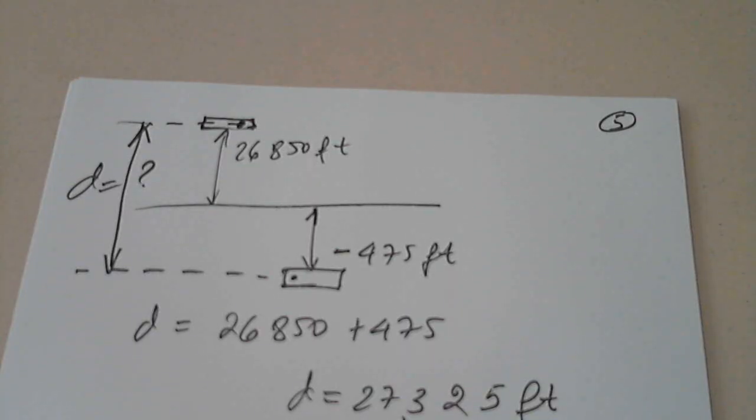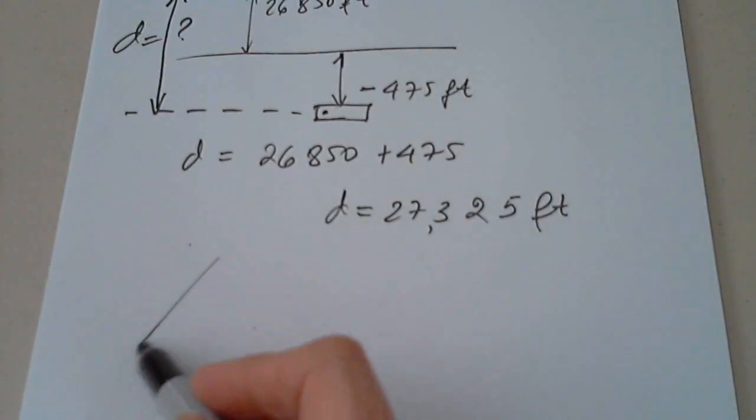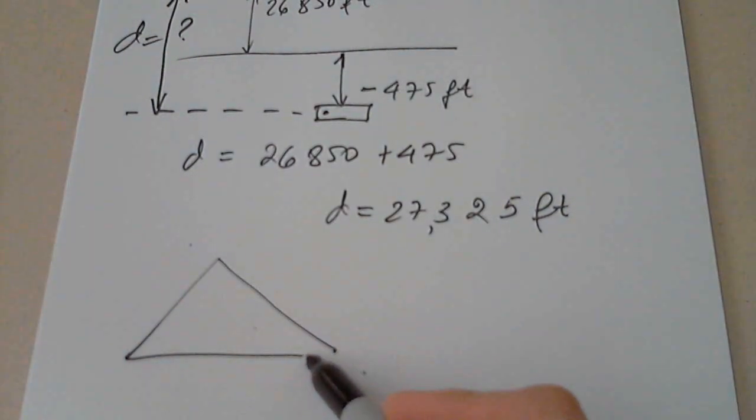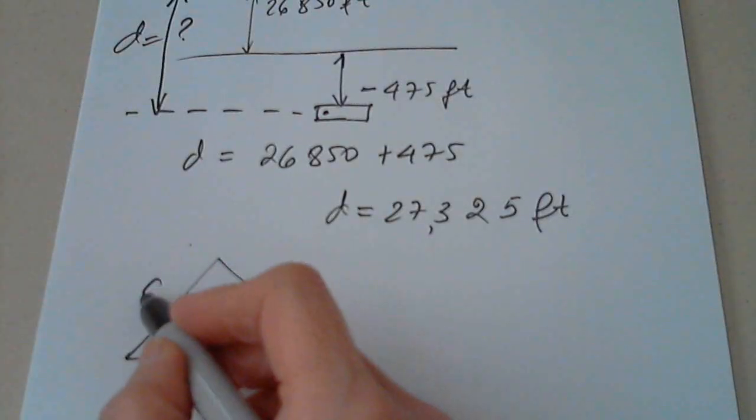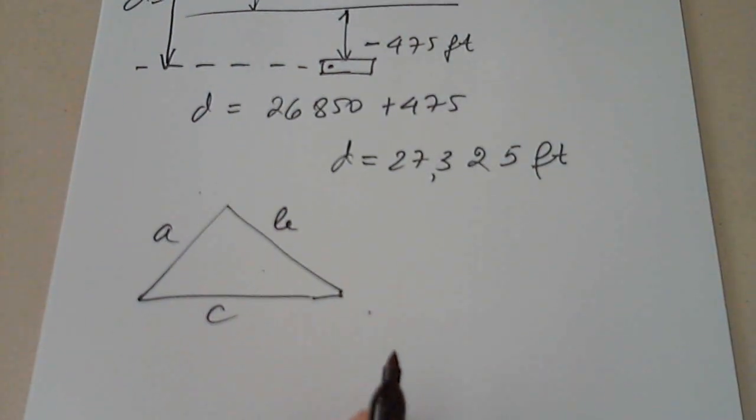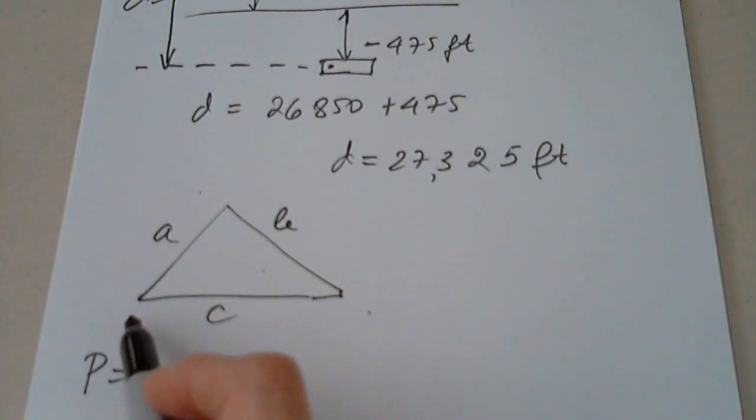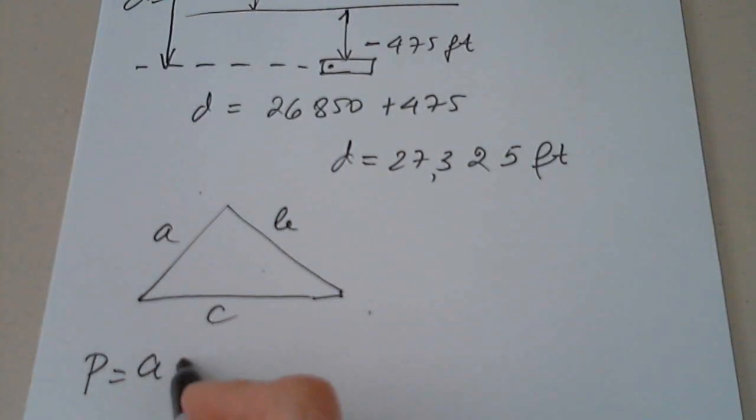So let's talk about the perimeter of a rectangle, 2 by 11. So let's talk about that. So what is the perimeter, for example, of a triangle? So let's say A, B, and C. Measure A, measure B, measure C. It's the distance all around. So this is A plus B plus C.